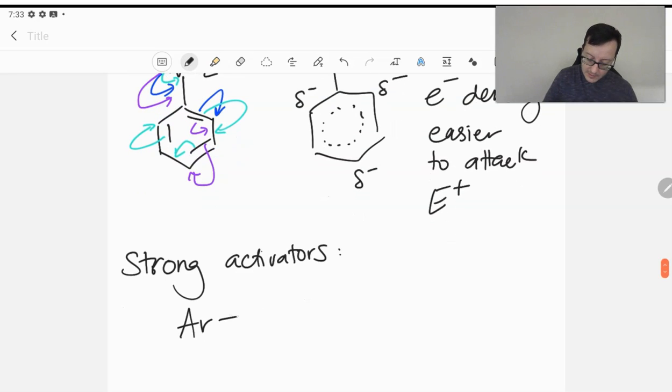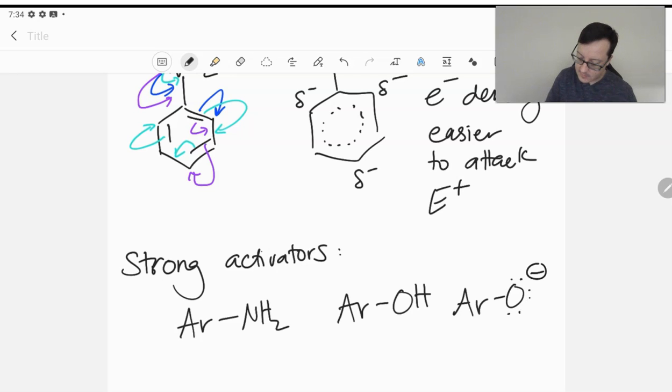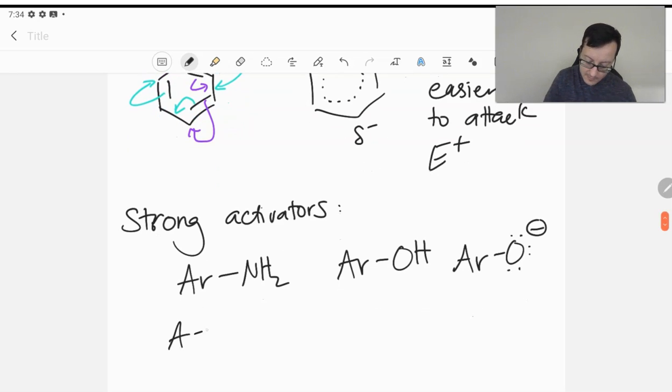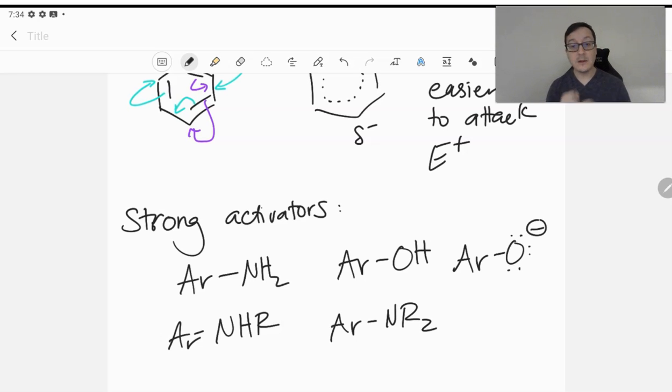Strong activators would be amines, alcohols, alkoxides, various substituted amines. Let me just put this on R2. That's good enough. What we see with all of these, though, the important part is that all of these activating groups, the strong activators, remember Ar is for aryl, that means a benzene ring. When these things are on benzene, they activate it very strongly.